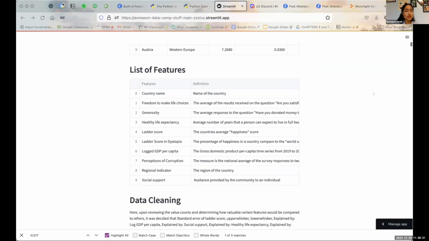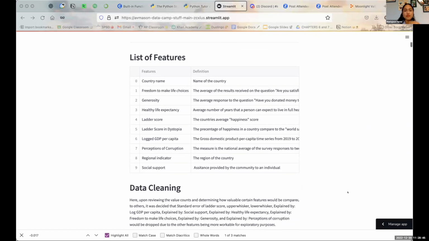We did provide a list of features for some information and definitions that you might need. A main one I would say you need to know is the ladder score. Ladder score is a country's average happiness score, but the rest are very simple to understand.